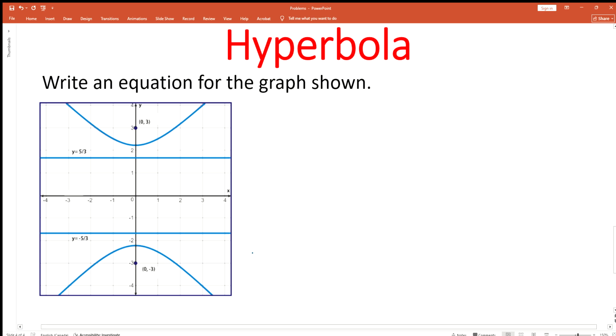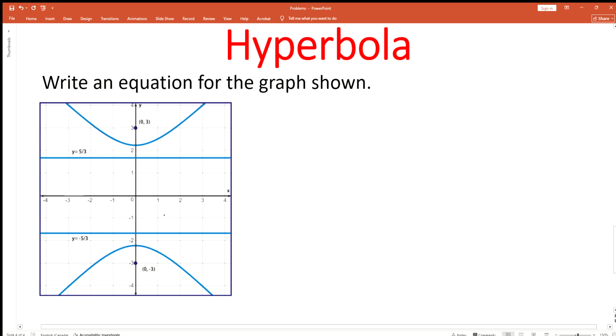For this hyperbola, we are given the foci points. For the upper curve, the focus is (0, 3). For the lower curve, the focus is (0, -3). For this hyperbola, we are also given the equations of the directrices. For the upper curve, the equation of the directrix is y equals 5/3, and for the lower curve, the equation of the directrix is y equals -5/3.